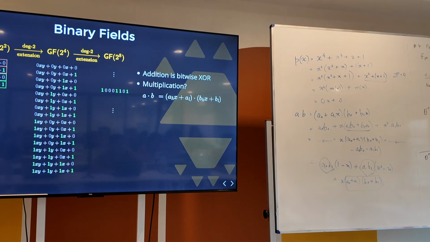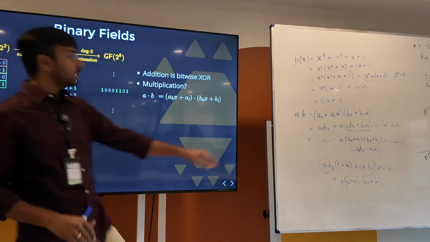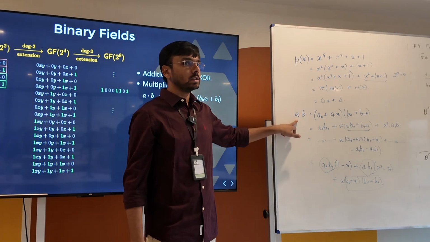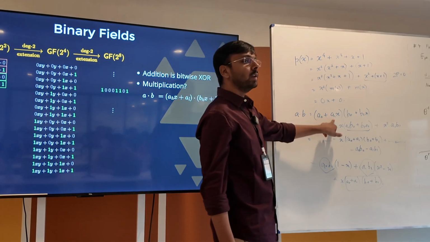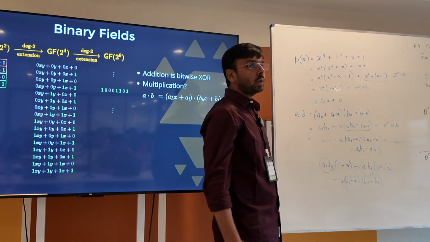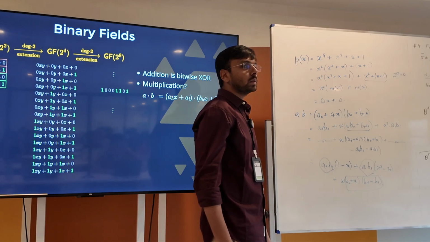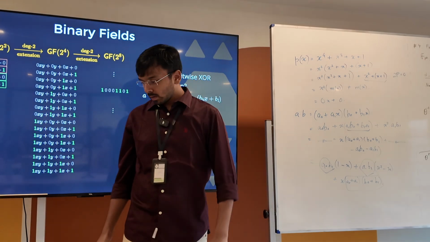So the A and B are from the extension field, and A0 and A1 are from the base field, the field that is one step lower than your A and B. Assume these are from degree 2 extensions, GF2 to the power 2, so these are 2-bit numbers. Then A0 and A1 will be 1-bit numbers. Finally, the A0 and A1 may be from F2.